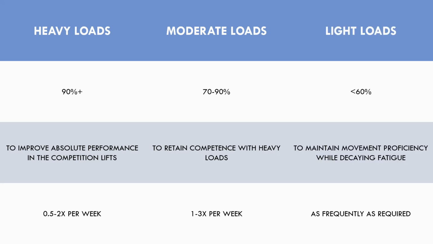Light sessions can be categorized as loads of 60% and below. These loads barely have any transfer to competition performance, but they allow the positions of the lift to remain familiar. These sessions should be used simply to retain movement proficiency while decaying fatigue. Light sessions can be performed as frequently as needed, as they will induce almost no fatigue and can actually act as active recovery. We can plan the intensity of each competition lifting session based on these categories.